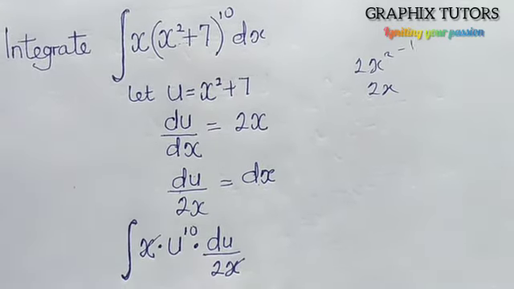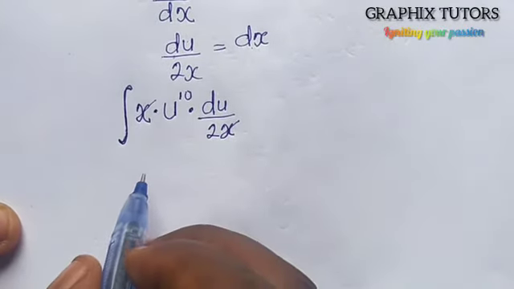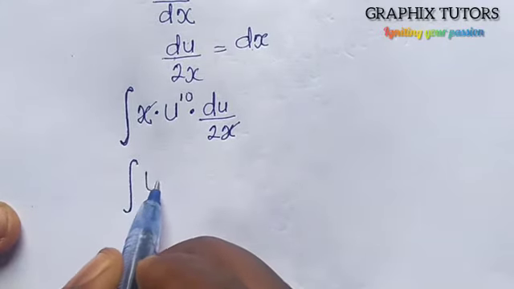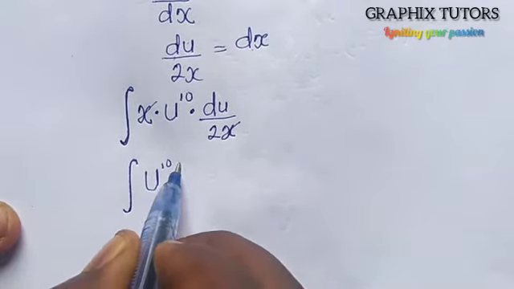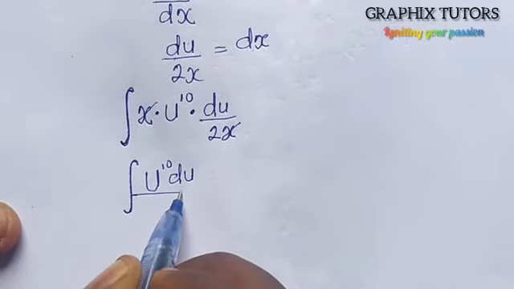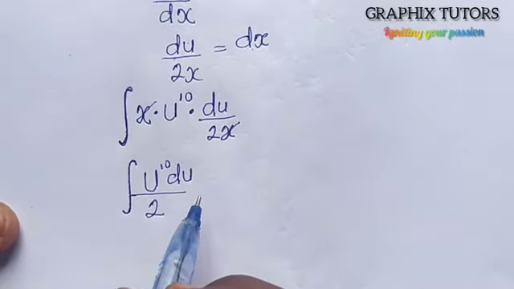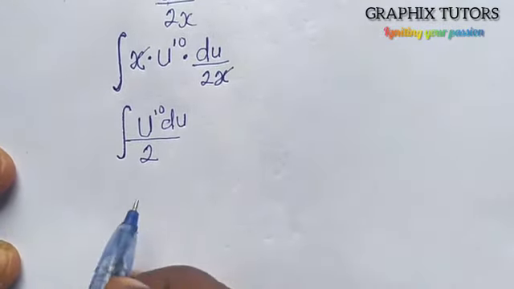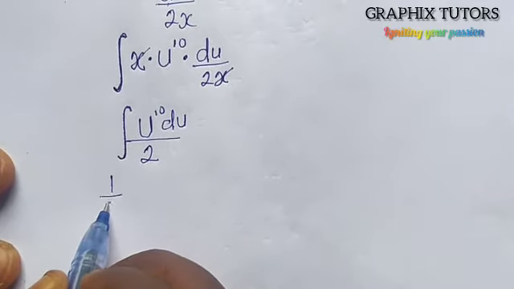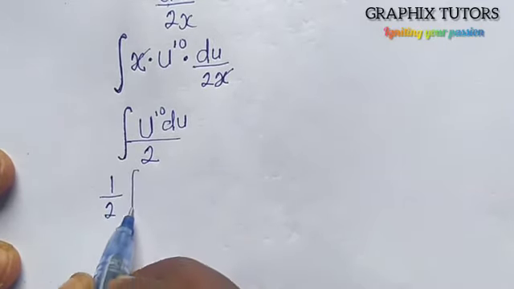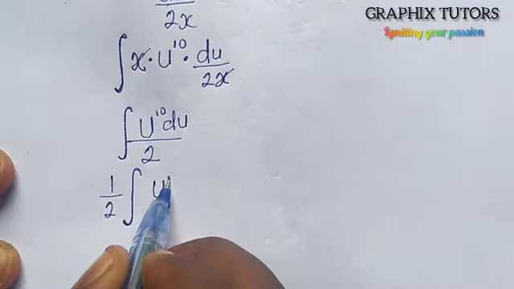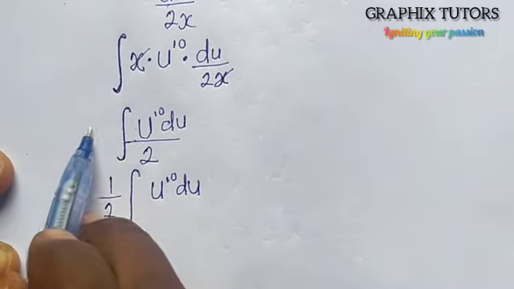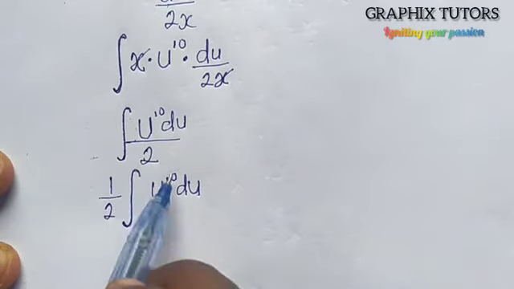So if I rewrite that, I'm going to have the integral of u to the power of 10 du all over 2. If I take the 2 out from this, I'm going to have 1 over 2 integral u to the power of 10 du. If I take the 1 out, take the 2 out, I'm left with this inside.